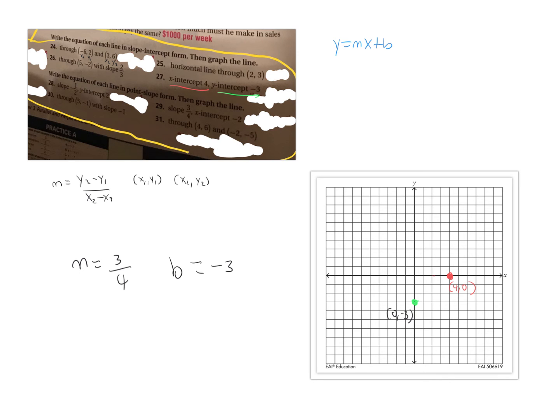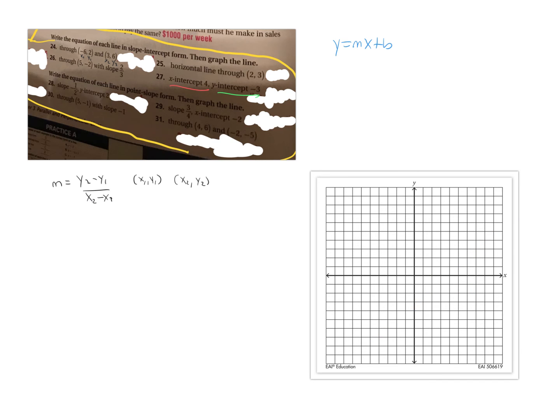So we're going to have y equals 3/4 x minus 3. Now, graphing is going to be very easy. All you have to do is just connect these dots that we already drew, and then you should be fine. All right, so that's that one.